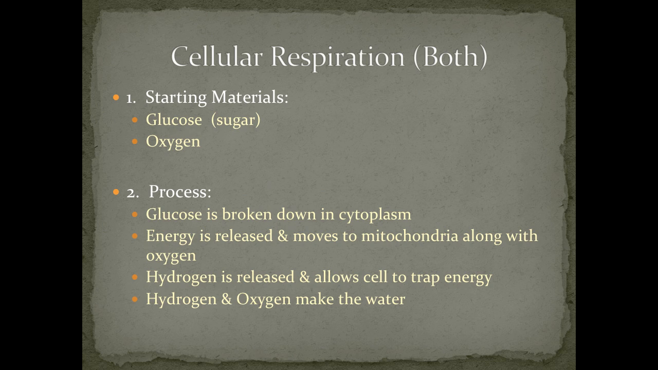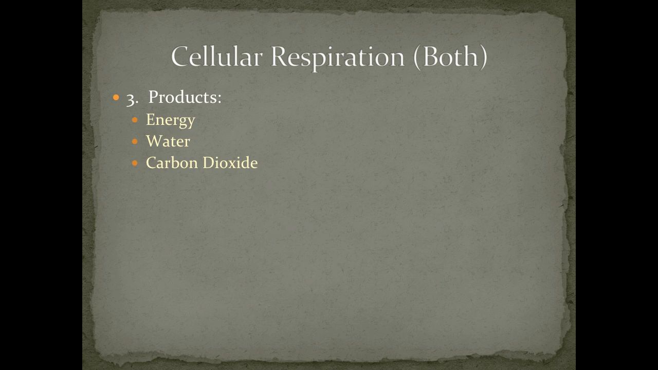in the cytoplasm. Cytoplasm, again, is the gel-like material in a cell. Energy is released, and it moves to mitochondria, along with the oxygen. Hydrogen is then released and allows the cell to trap the energy. And hydrogen and oxygen make the water, hence the H2O. The final products of cellular respiration include energy, water, and carbon dioxide.